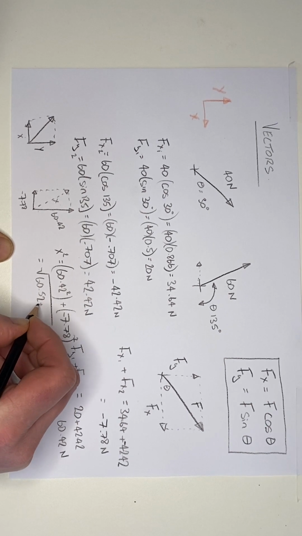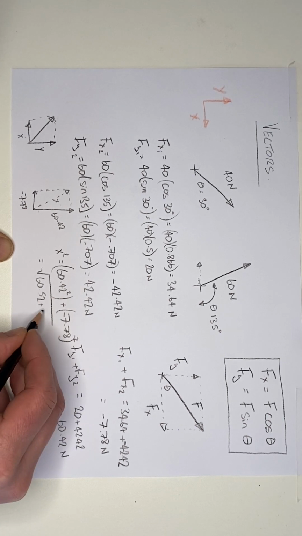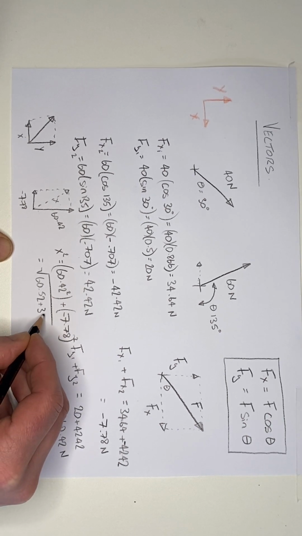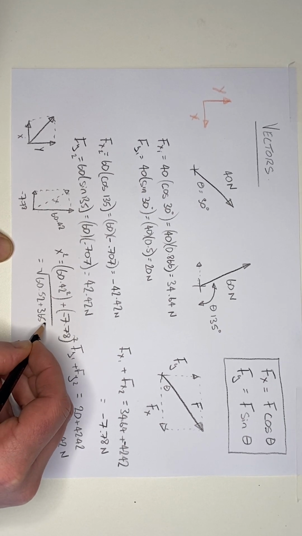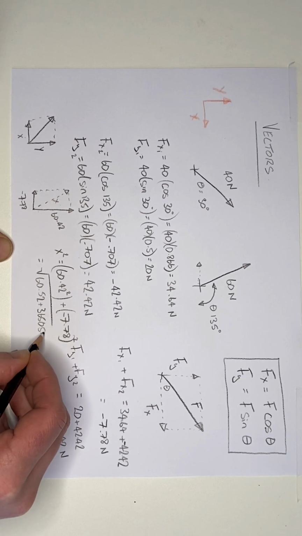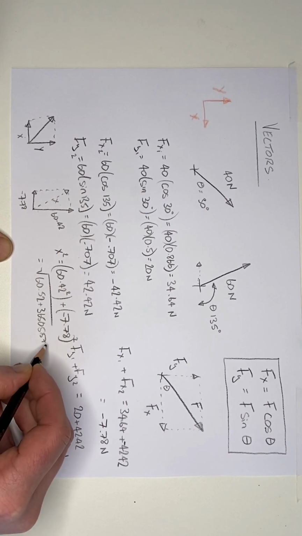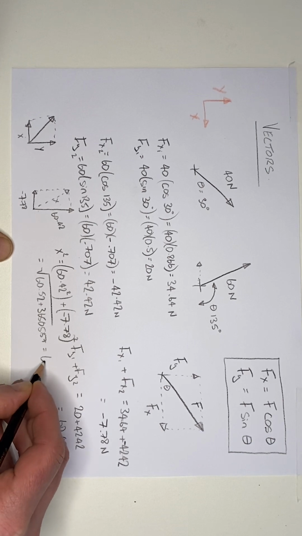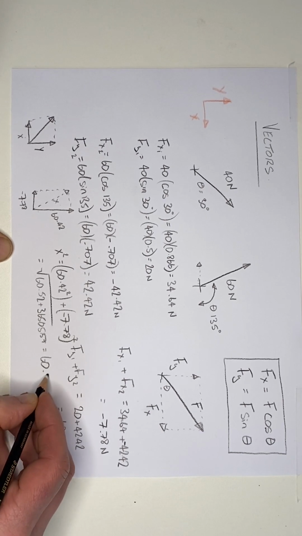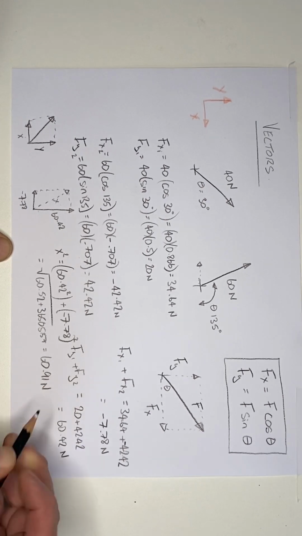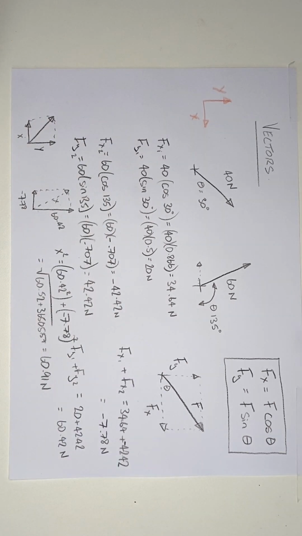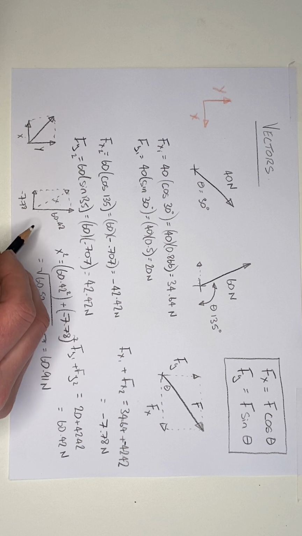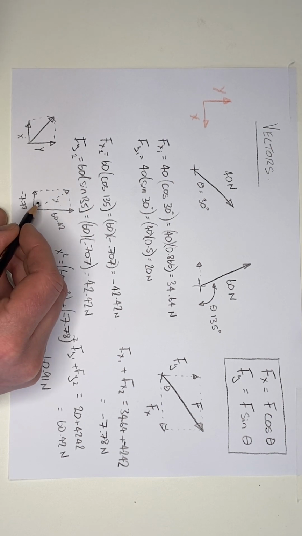60.52 squared, plus 3650.57. And that is equal to basically 60.91 newtons. So it's our magnitude. Now our direction, which is important, which is basically this angle here.